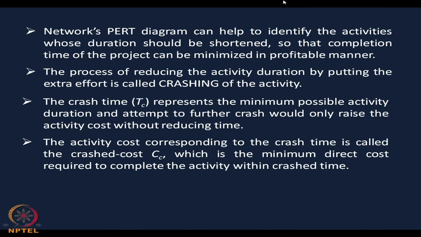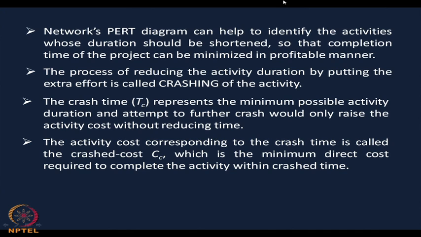The next one is the process of reducing the activity duration by putting extra effort, which is called the crashing of the activity. This is the new thing which we have not done in CPM. In CPM we were only finding out the critical paths and the project duration. Now, we want to learn one more thing: what is the normal completion time of one activity and what is the crashing time of completion of one activity, and by that amount I can crash that activity, so that I can reduce the completion time of that particular project.